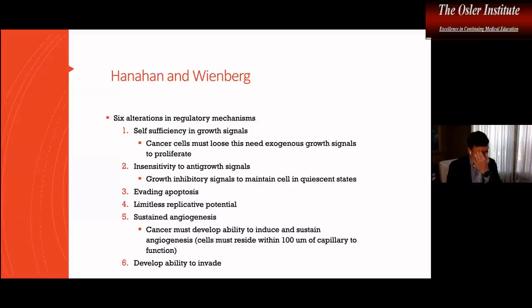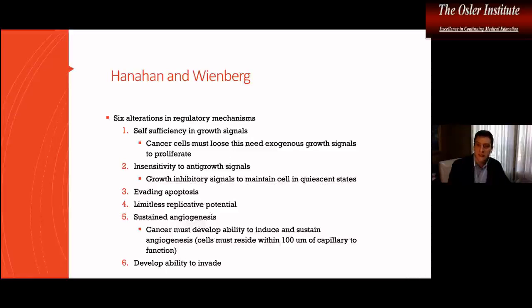So this is from a study that has been referenced quite a bit. They define six alterations in regulatory mechanisms, kind of like what you just showed in that image. So, self-sufficiency in growth signals: cancer cells must lose this need of exogenous growth signals to proliferate.